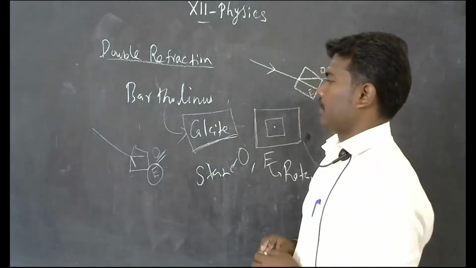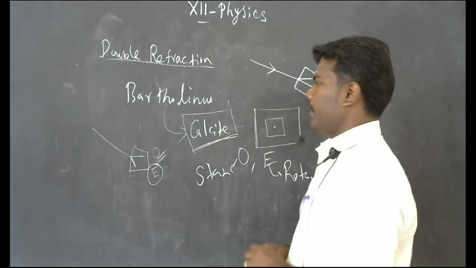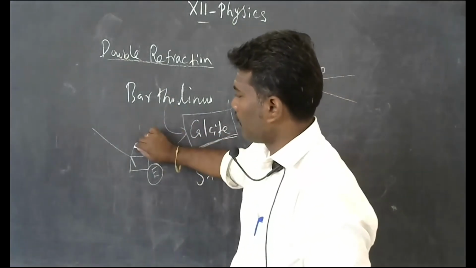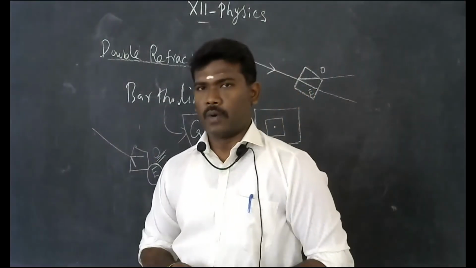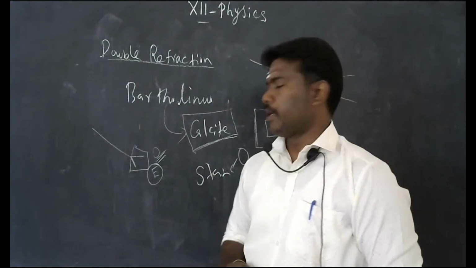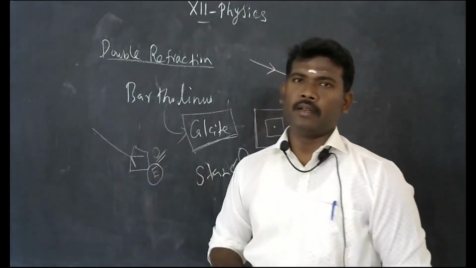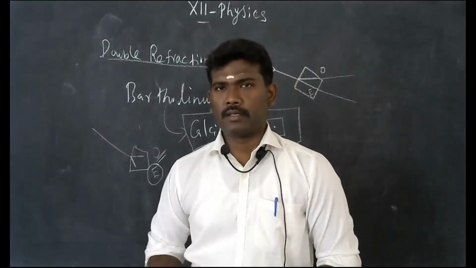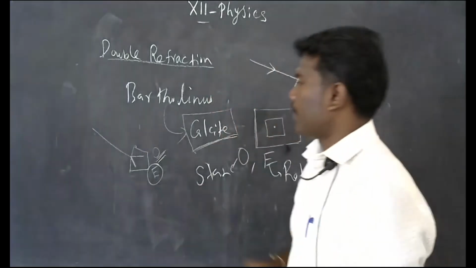And another thing is that the refractive index of the ordinary and extraordinary ray in a particular crystal is different. The refractive index of the ordinary and extraordinary ray inside the crystal is different. It's not the same for all places. That is the second point.